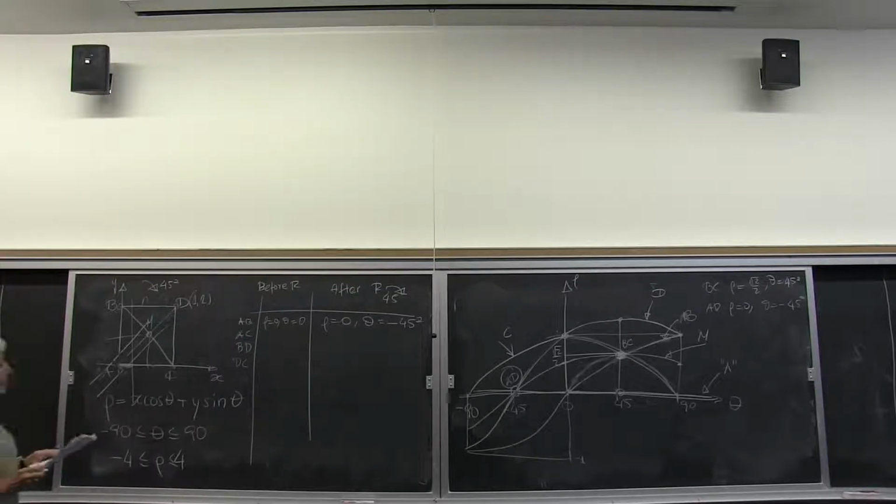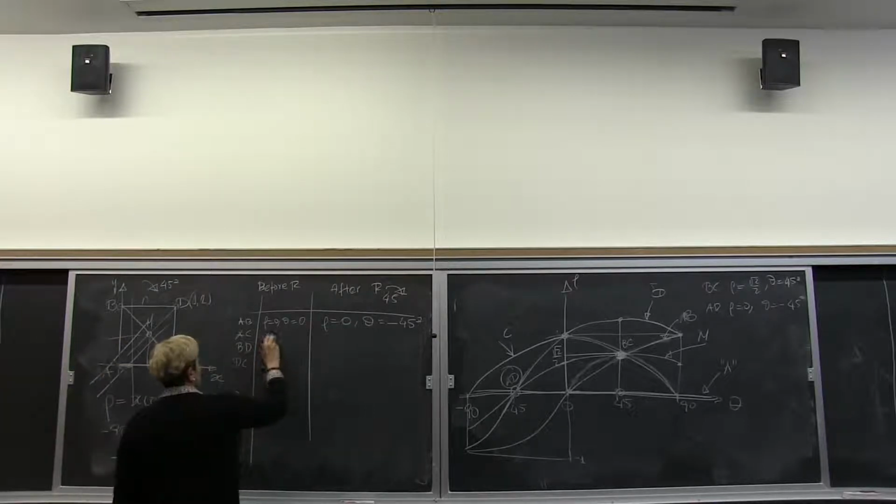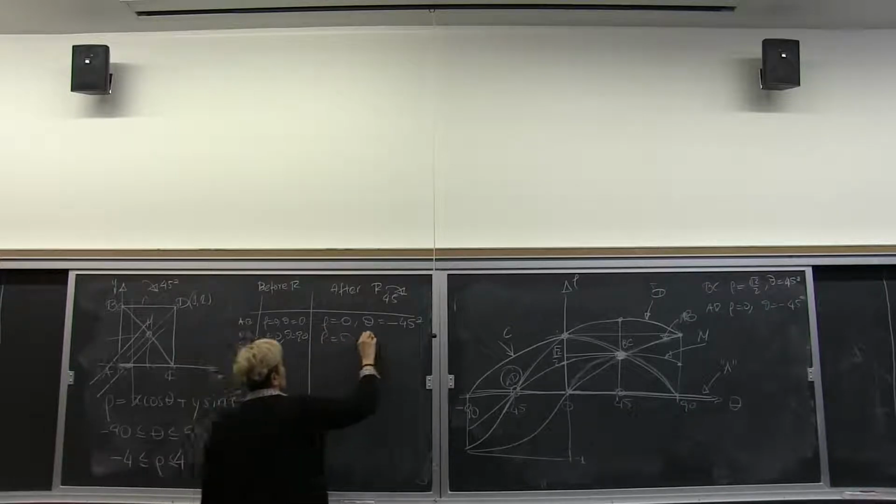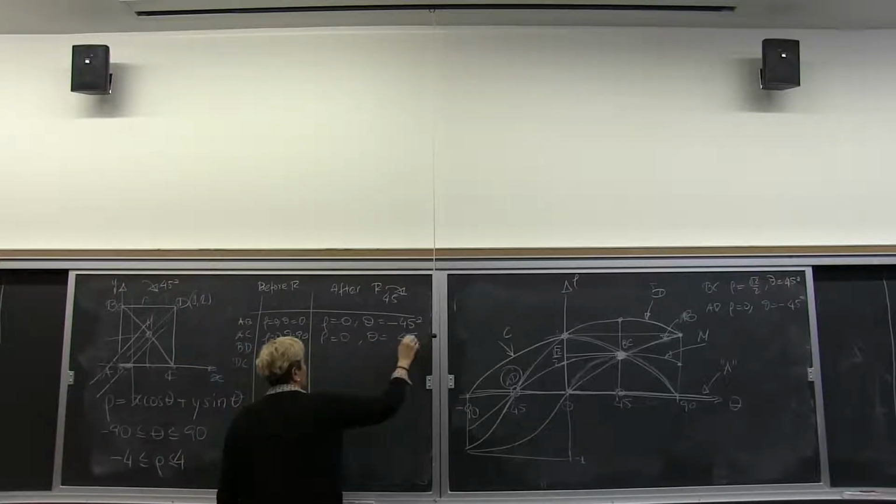Okay, so AC, how much is rho? 0 again because it passes through the origin. And how much is theta? 90. This is a case, though, where it could be either 90 or minus 90. Doesn't matter. I'm going to put 90 because I'm going to subtract 45, so it's much easier that way. I stay in the range. So I do rho equals 0, theta 90, and then rho 0, theta equal 45.